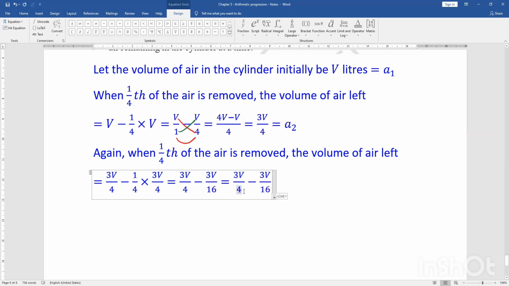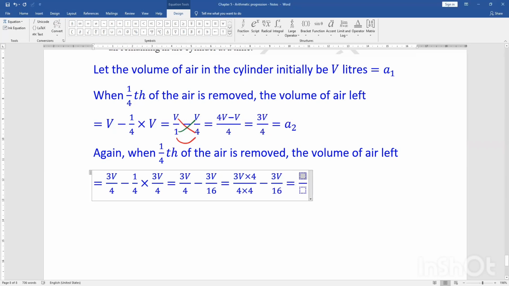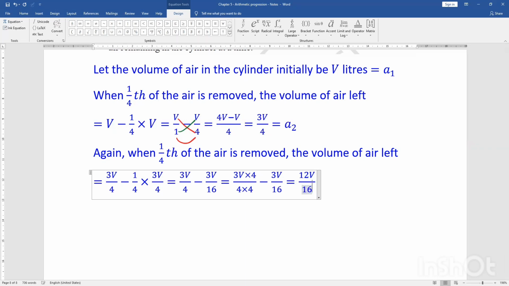You know what is equivalent fraction? Just make sure that the denominators are the same. We need to convert it into equivalent fraction so that both of the denominators should be the same. So now here it is 16, here it is 4. So I'm going to multiply both numerator and denominator by 4. I get it as how much? 4 into 3 is how much? It will be 12, right? So I'm going to get it as 12V, and then for 4 it is 16, minus 3V by 16.